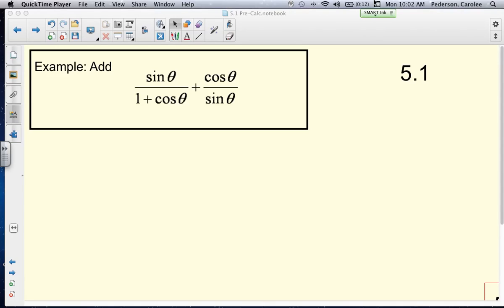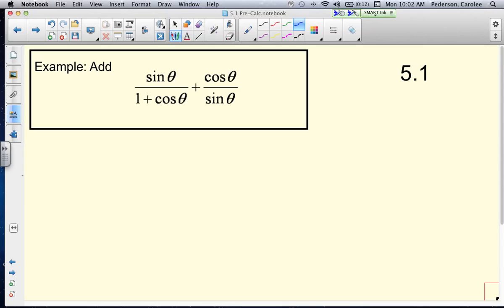The next hint is to combine these two fractions together into one fraction. Can I add these two fractions together as they are right now? No, they're unlike denominators. So what would be my common denominator that I would have to add them together? What would be my LCD, my least common denominator?